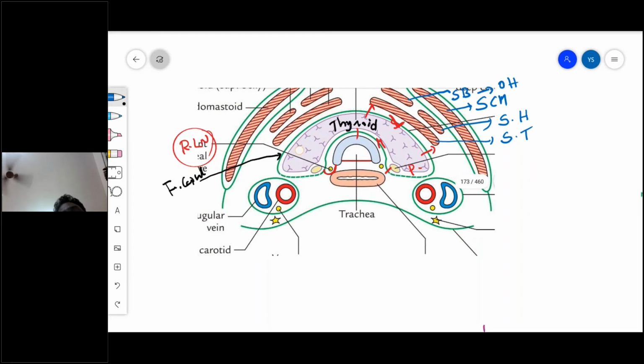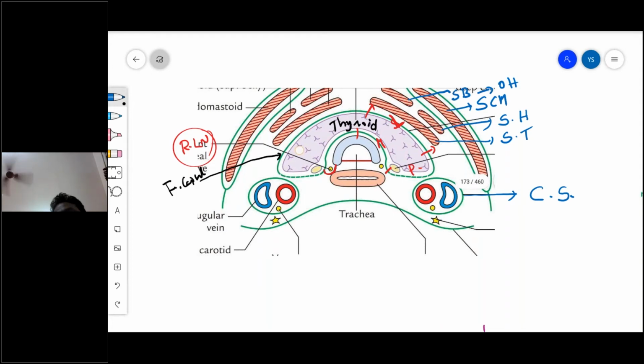In one sentence we can say: except thyroid, the infrahyoid muscles plus sternocleidomastoid. What I am telling is that the infrahyoid muscles except thyrohyoid, plus sternocleidomastoid, form relations for the lateral surface of the thyroid lobe. That's one thing. Okay. Now we come to the P, that is, the posterior surface. So the posterior surface is related to the carotid sheath. What is that sheath?